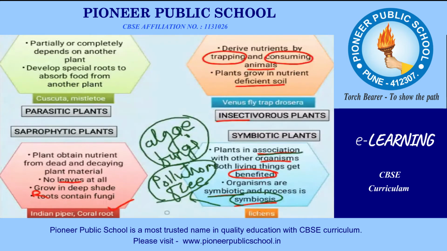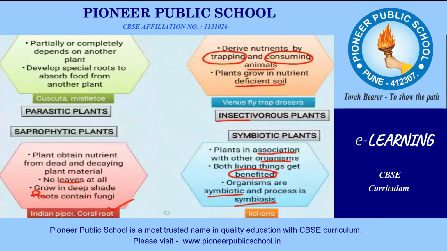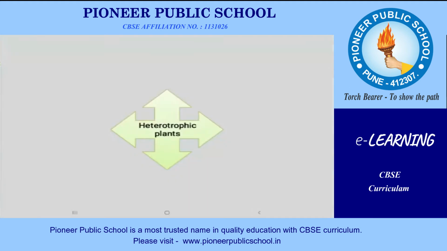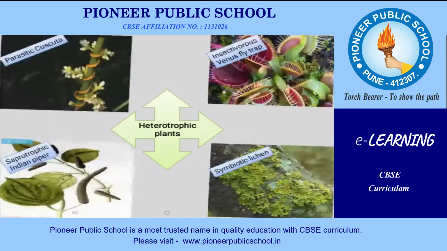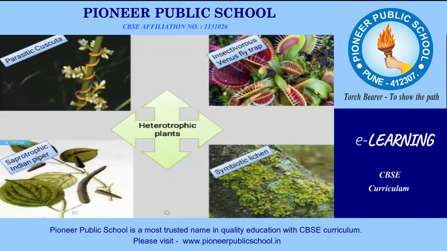Dear students, here we have studied the four different types of heterotrophic nutrition. Now let's have some examples of all these four types. The first example is of parasitic plants, that is Cuscuta. Here you can see a green colored stem and on that stem this yellow flowered plant is growing and it's going to enter its special roots that are going to absorb food from this green plant. Now this green plant is called the host.